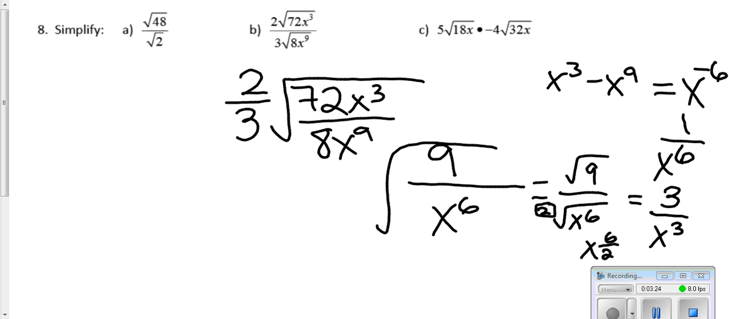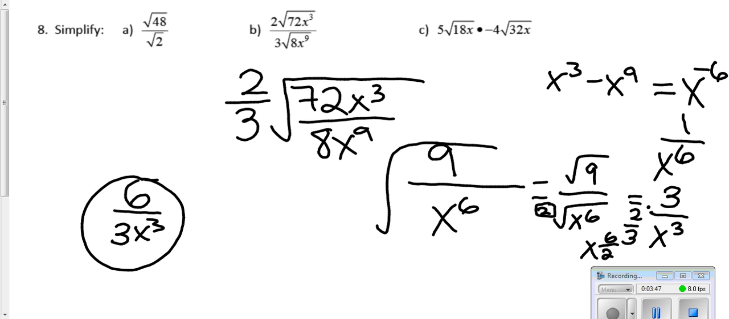Then we have the 2 thirds in the front. So we have 2 over 3 times 3 over x cubed. So our final answer is going to be 6 over 3x cubed. And that's our answer for B.